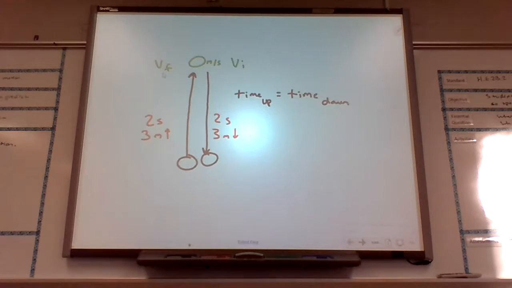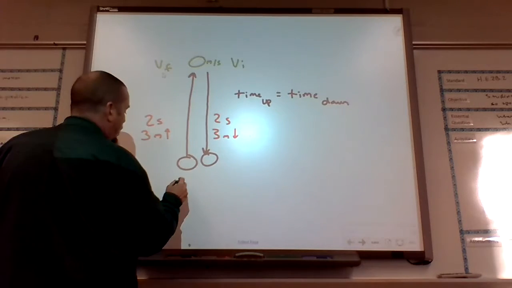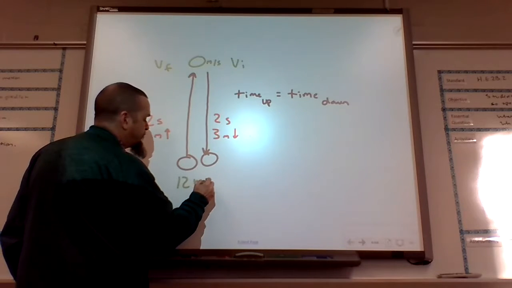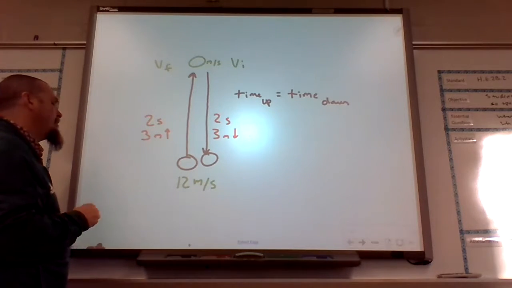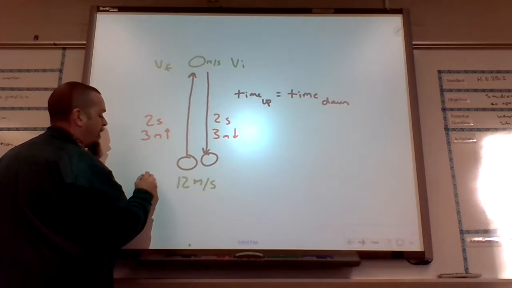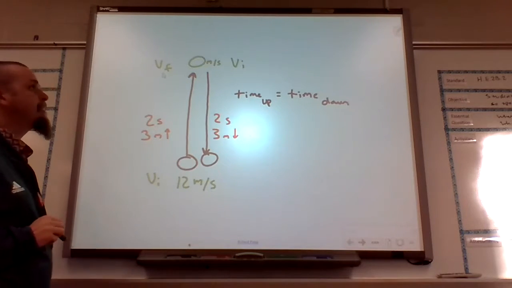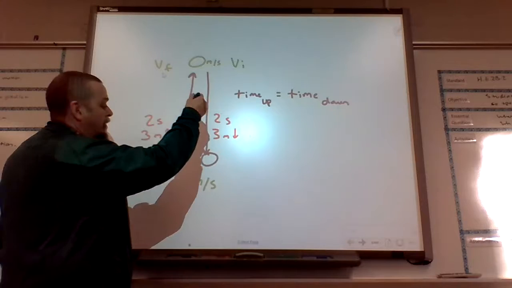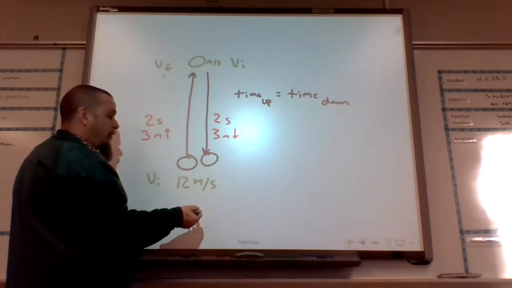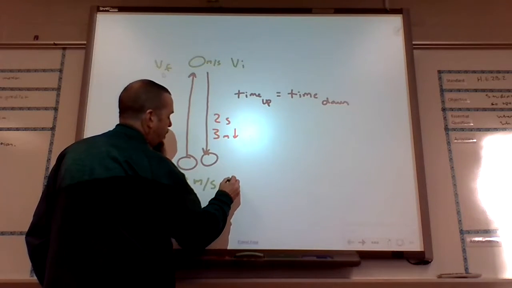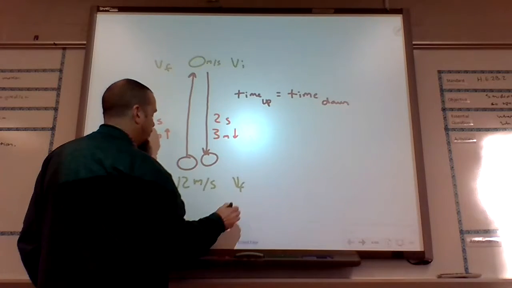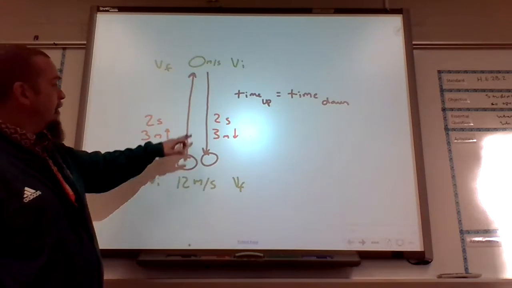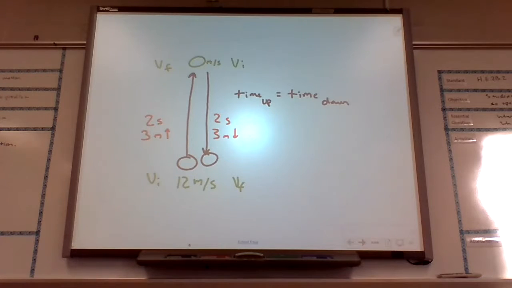There's also a very similar relationship in velocity found at the bottom. If we were to have launched this upward at 12 meters per second, that means the initial upward velocity is 12 meters per second. And it does mean that the downward velocity is also going to be 12 meters per second. But in this case, it's going to be VF. So we have the same numbers at the top and the bottom, but we label them in an opposite fashion.